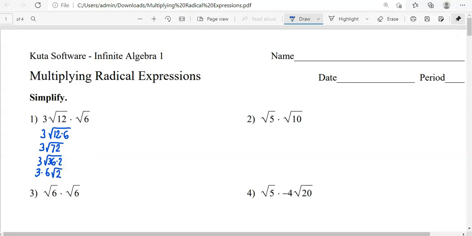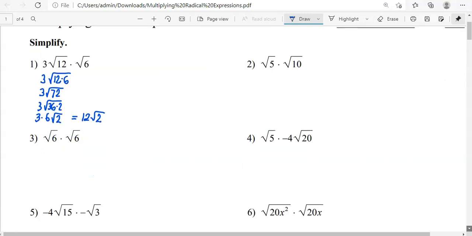Then, 3 times 6 is equal to 12, and copy square root of 2. So, the answer is 12 square root of 2. Okay? I hope naintindihan natin number 1. Okay, sasagutan natin mga odd numbers muna. Okay? Next tayo, number 3.